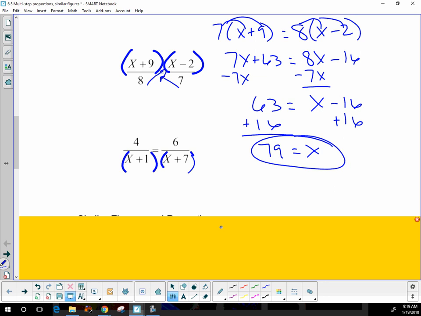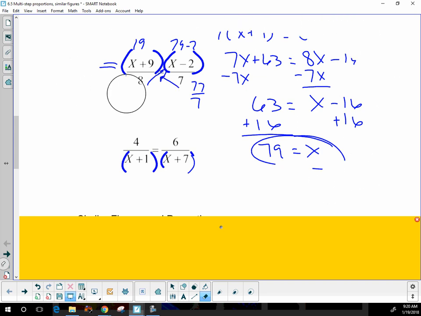So if I plug 79 back in here, let's make sure that works. What is 79 plus 9? Hopefully you got 88 divided by 8, which equals 11. And 79 minus 2, that would be 77 over 7, which is 11. So we have proved that these definitely are proportionate. We've checked our work by plugging our answer back in, and x equals 79.